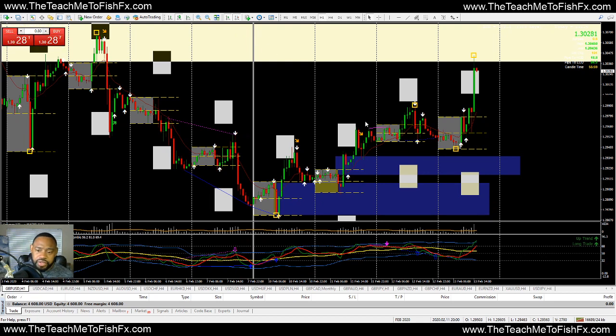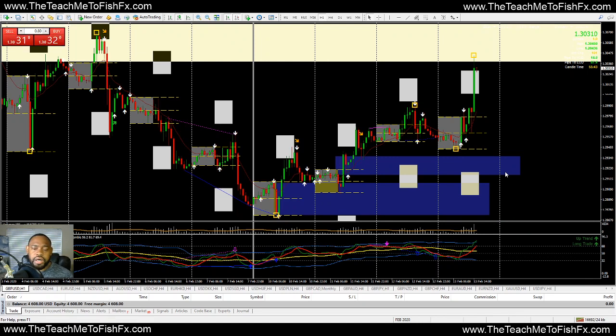Definitely, if we come down to the 1 hour, it looks like it will be making its midweek reversal, or we will actually have a midweek reversal on GU this week. That's what it looks like. That's what all signs point to right now.